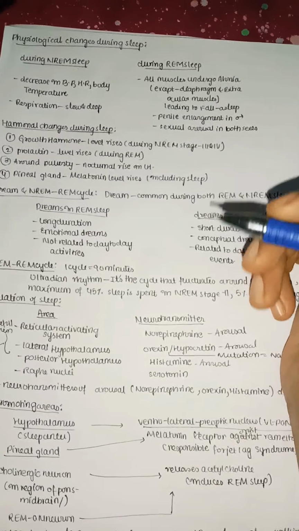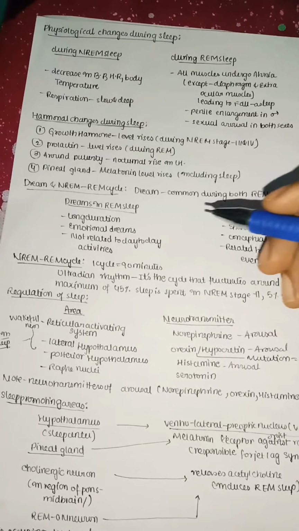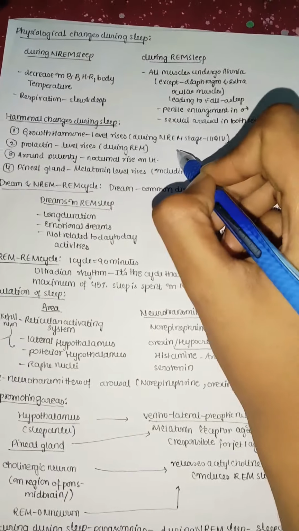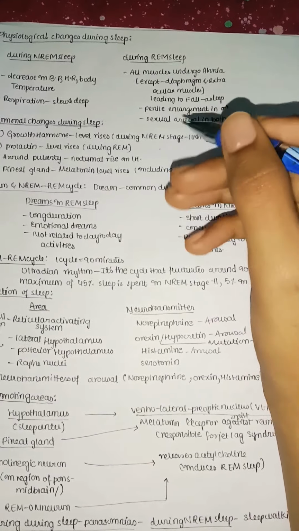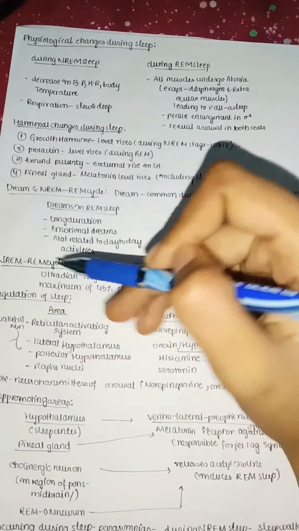Now let us see the hormonal changes during sleep. What hormones will rise and what happens? Let us see. So mainly the growth hormone. The growth hormone level rises especially in non-REM stages 3 and 4. In 3 and 4, as we already discussed, what kind of wave do we have? We have delta wave, which is a slow wave. At that time the growth hormone level is very high.